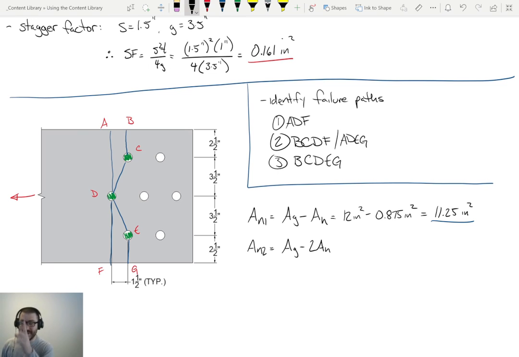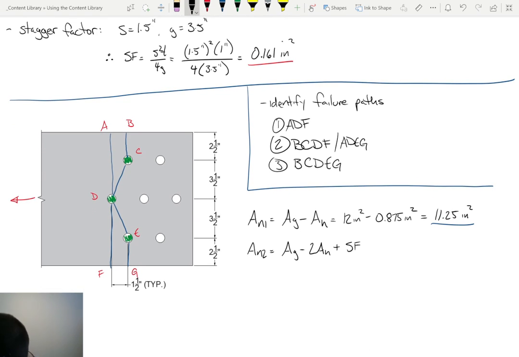But path BCDF is different because path BCDF has one diagonal path. So we're going to add one stagger factor to account for that diagonal path. So that's going to be 12 square inches minus 2 holes plus 1 stagger factor. Because if you're failing along that diagonal path, that's a little bit of an increased area. So we always add stagger factors.